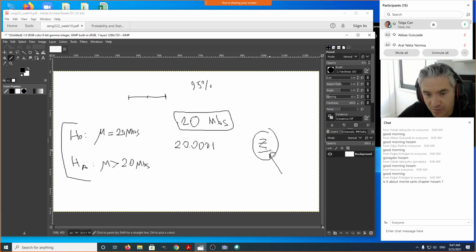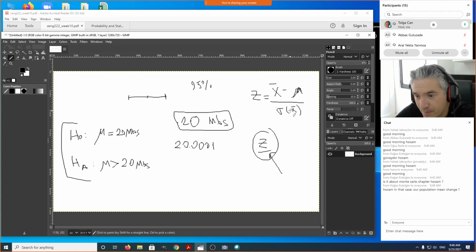But this z is not different than standardizing your expected value of x bar, which was actually mu, and the standard deviation of x bar, which is your standard error. So here we are going to compute the z.